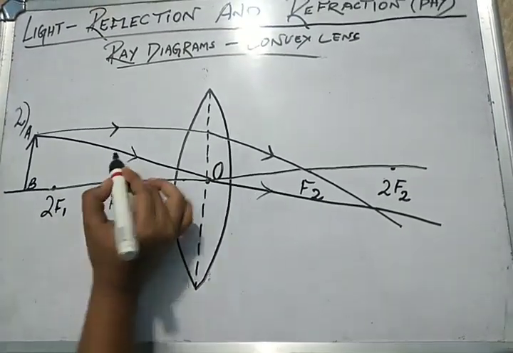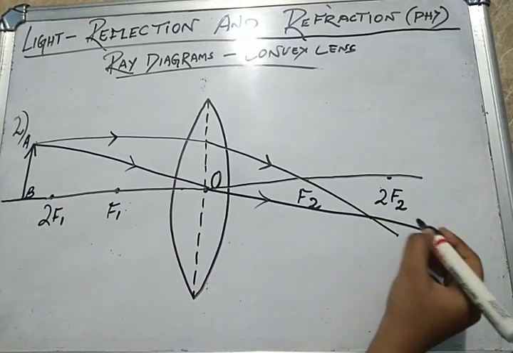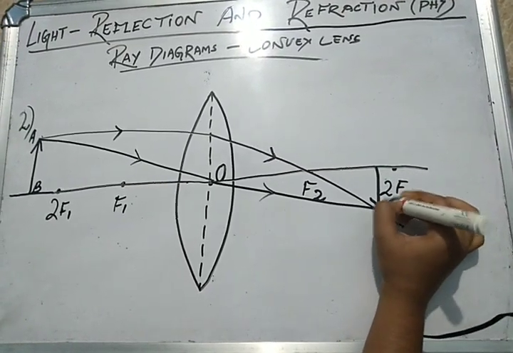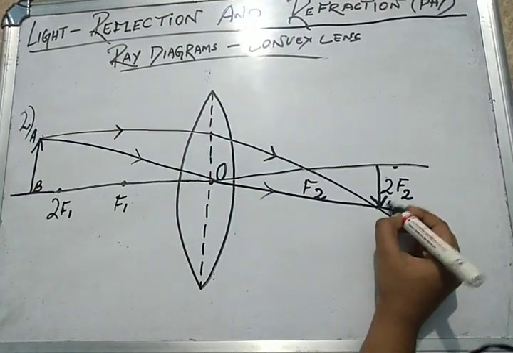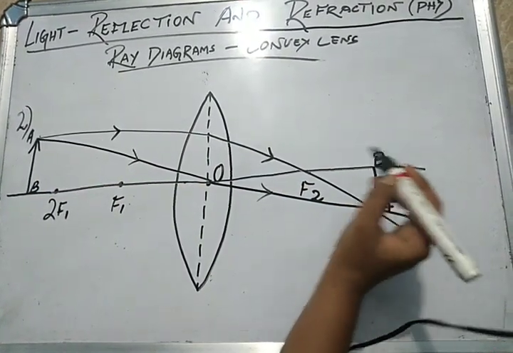This is the incident ray. Now these two refracted rays meet at this point, which means the image is formed somewhere over here. This is A, and this part is B. So I write B over here.